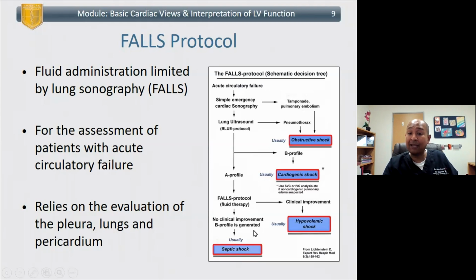Maybe when someone has low blood pressure and you give them fluid, it's going to be hypovolemic shock. But maybe if they're not improving, in the right setting, you start seeing more and more B lines, and we'll talk about B lines and A lines and all these things in a bit. Maybe there's septic shock. So this was an overall concept, a protocol on why we use point of care ultrasound focusing on the heart.